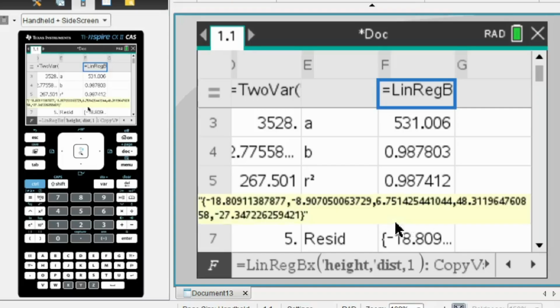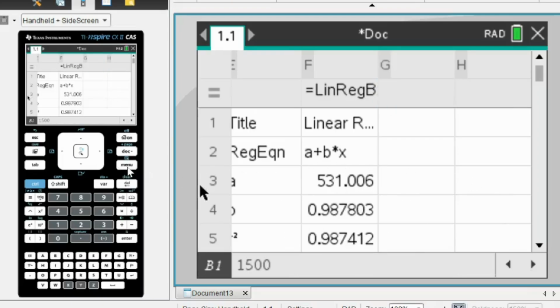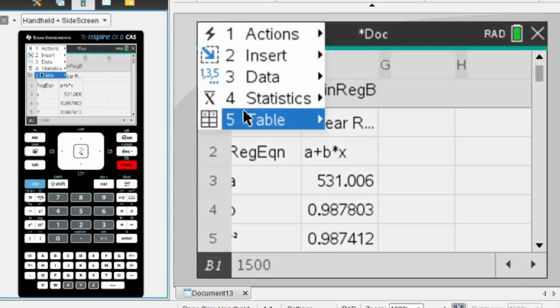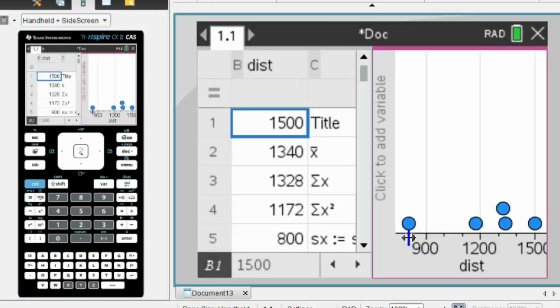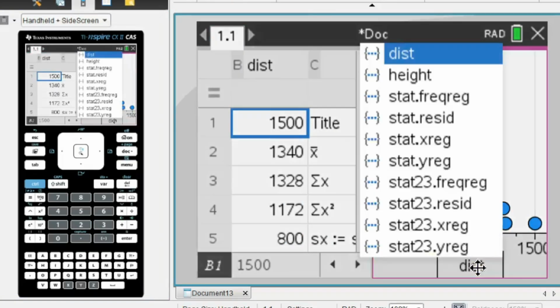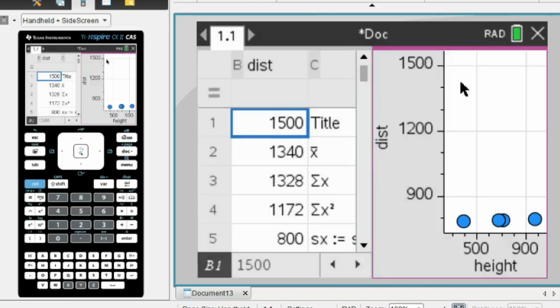So as we can see, this is a pretty strong linear regression. 0.9936 is actually a pretty good indicator. And of course, we can do a graph. Quick graph. And then what we want is to turn this to height and this to distance. So there's our graph.